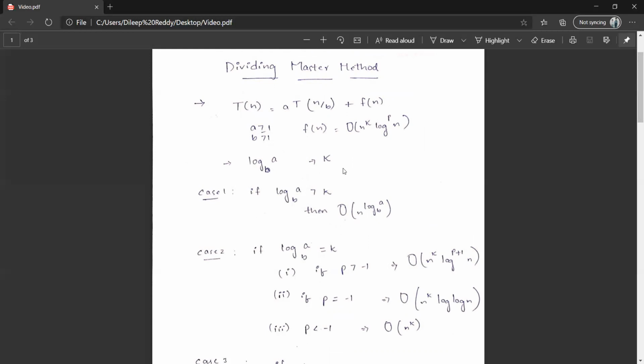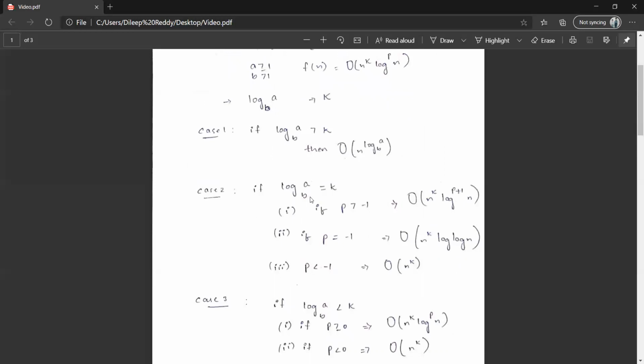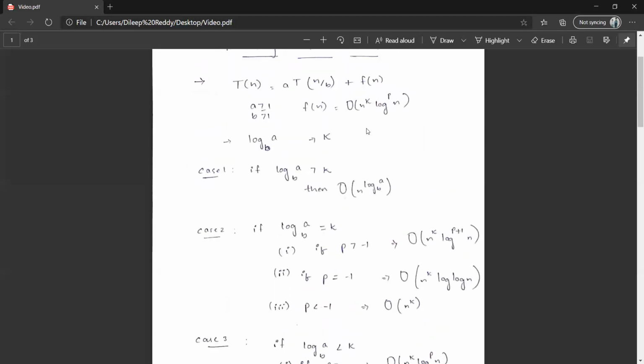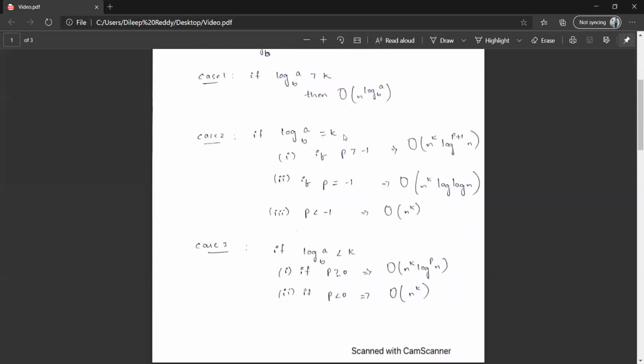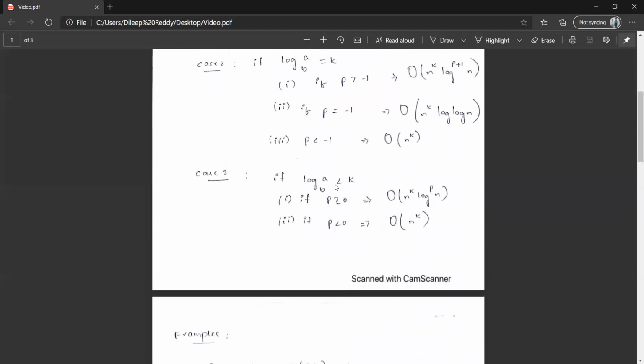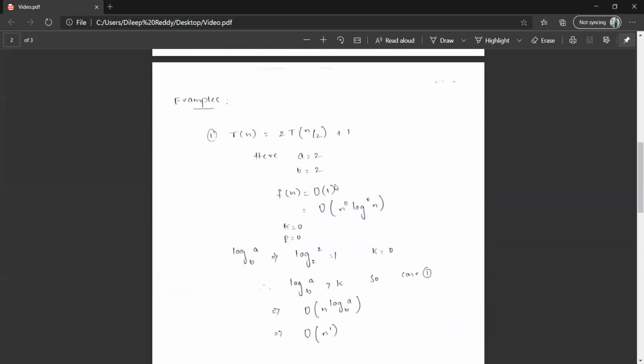We can get the values of k and p from f(n) = O(n^k log^p n). Here the value of k is this and the value of p is this one. So let's see some examples of the dividing master method.